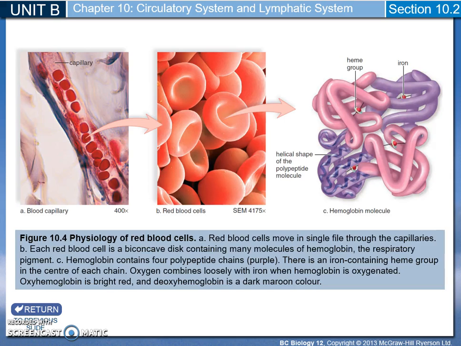And you can see the images here. The first one would be a light microscope image of blood cells within a capillary bed. And then further, that would be a scanning electron micrograph of red blood cells. And then you can see the actual shape of hemoglobin, which is illustrated on the right there.